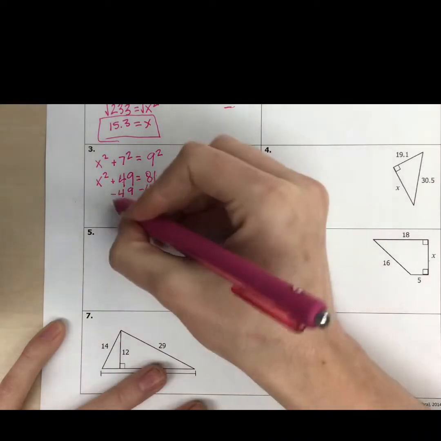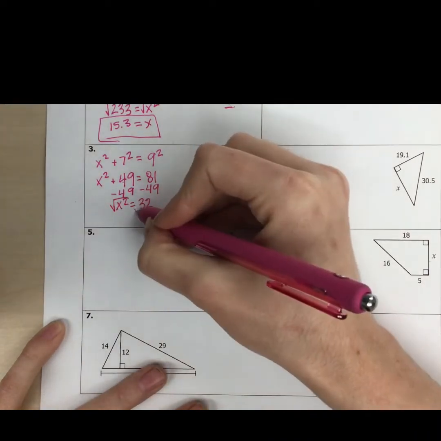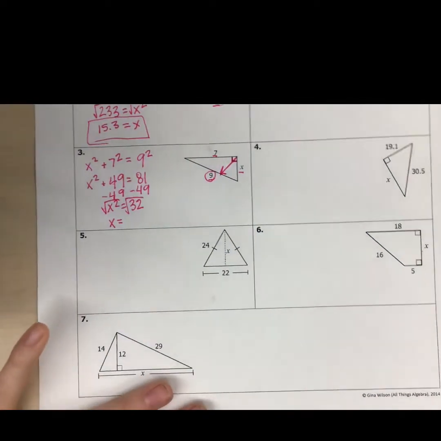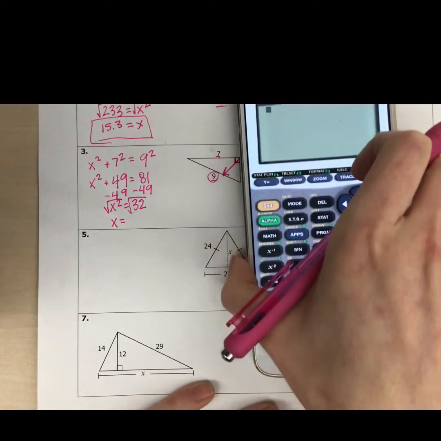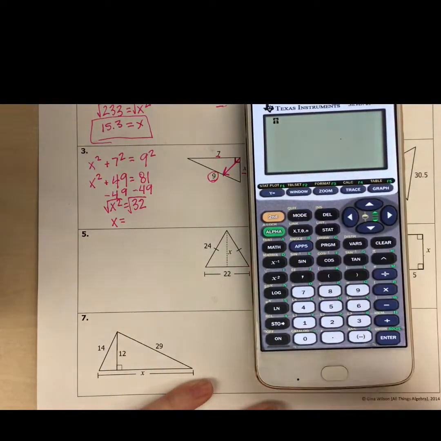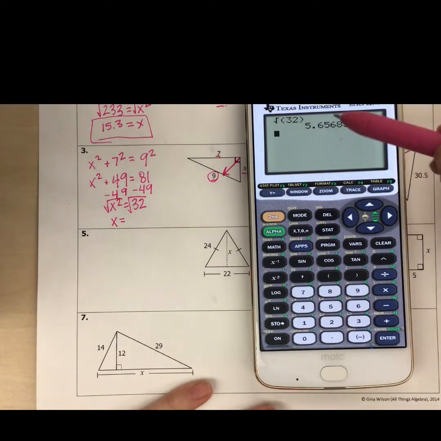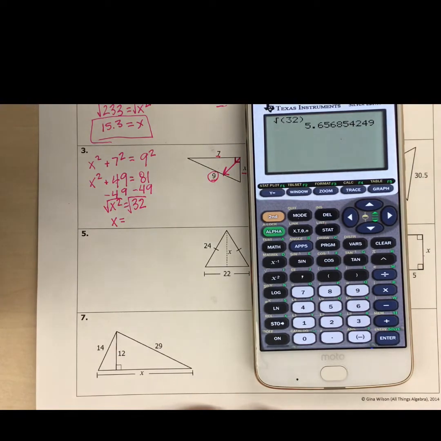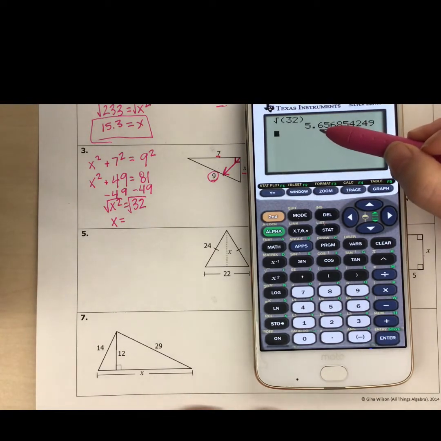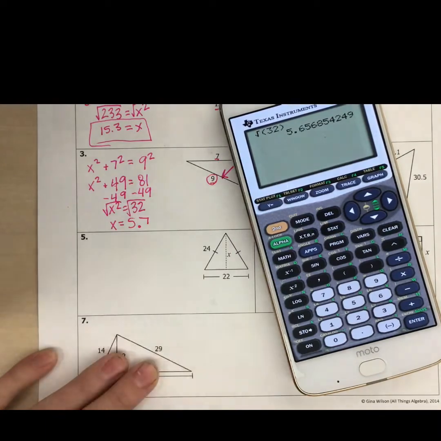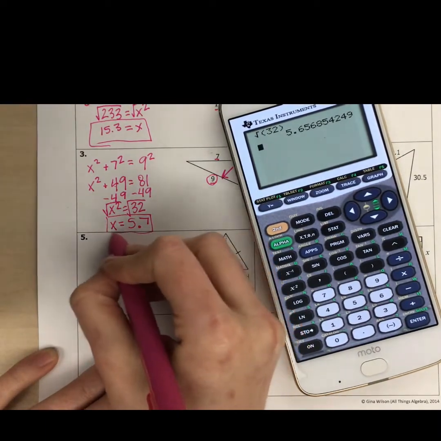And again, we said the opposite of something squared is to take the square root. Taking the square root of both sides, we get x equals, well, in our calculators again here, I have to do second square root, which is the x squared button, 32. And that will give me 5.6568, and so on. I only need to round to the nearest tenth, which is this 0.6, and the 5 will round that up to a 0.7. So we get x is 5.7.